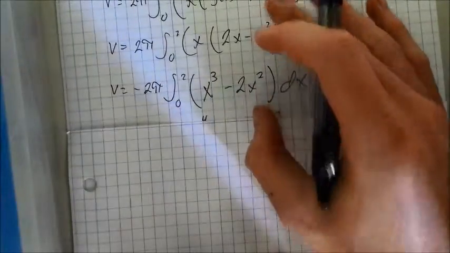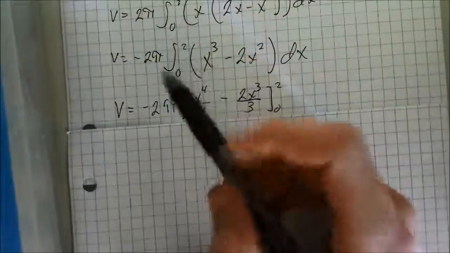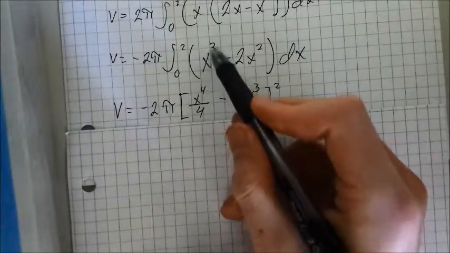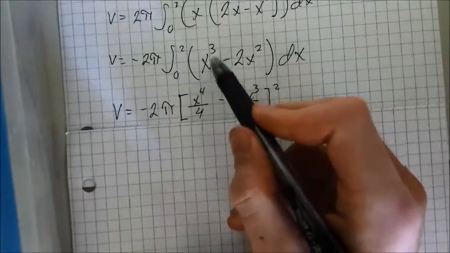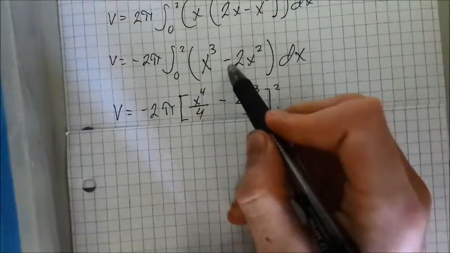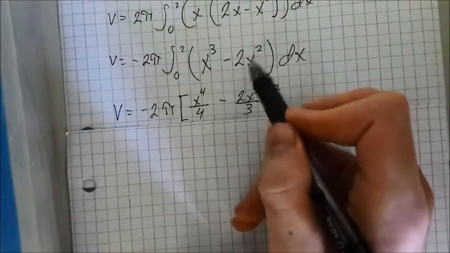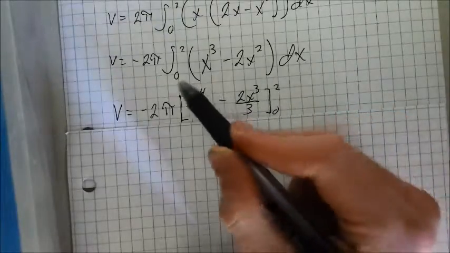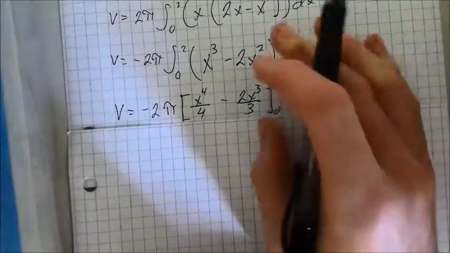From here, integrating is very easy. All we have to do is, again, negative 2 pi times the integral. The integral of x cubed is x to the fourth over 4. The integral of x squared is x cubed over 3, times 2, so it's negative 2x cubed over 3. And again, we evaluate that at 0 and 2.